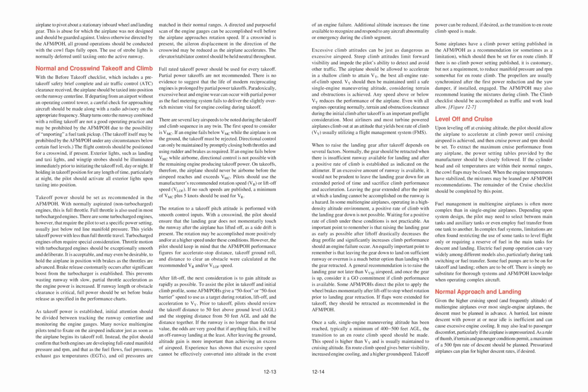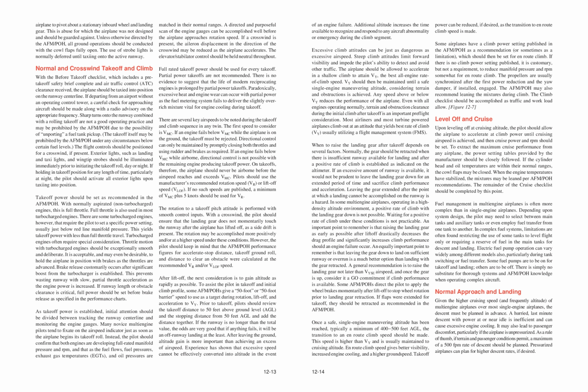There are several key airspeeds to be noted during the takeoff and climb sequence in any twin. The first speed to consider is VMC. If an engine fails below VMC while the airplane is on the ground, the takeoff must be rejected. Directional control can only be maintained by promptly closing both throttles and using rudder and brakes as required. If an engine fails below VMC while airborne, directional control is not possible with the remaining engine producing takeoff power. On takeoffs, therefore, the airplane should never be airborne before the airspeed reaches and exceeds VMC.